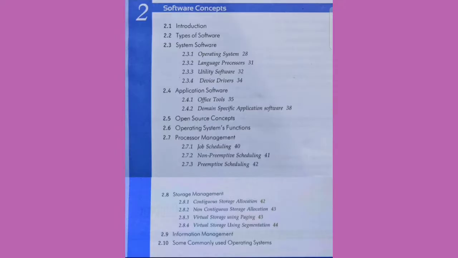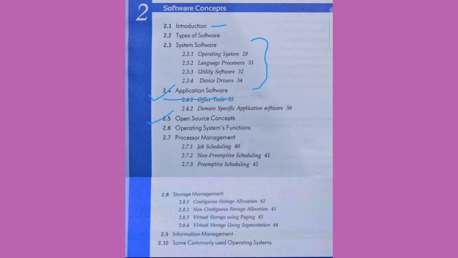Next chapter is Software Concepts. Here we have the introduction and types of software, which I have already gone through, but we'll have a revision on it: operating system, language processors, utility software, device drivers. Then we have office tools and domain specific application software. So these are basically application software that we will go through. Then open source concepts, like I have already said, Linux is an open source software. Similarly you have open source systems.